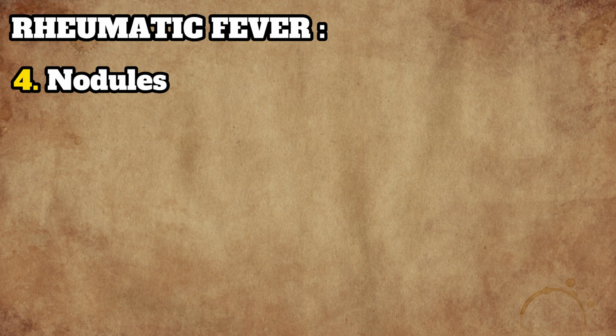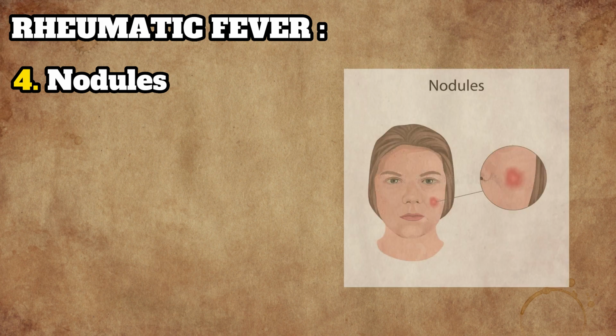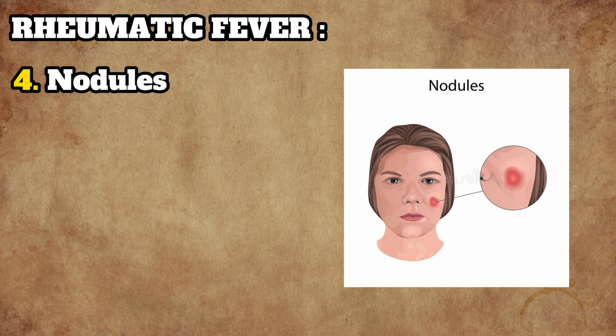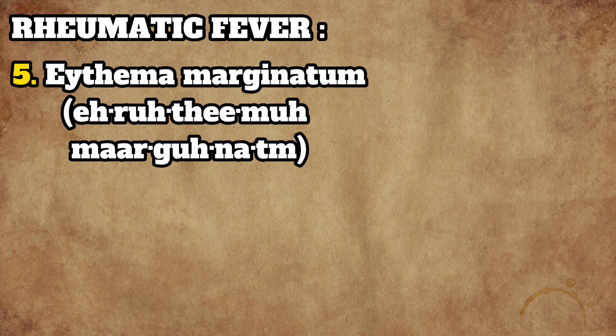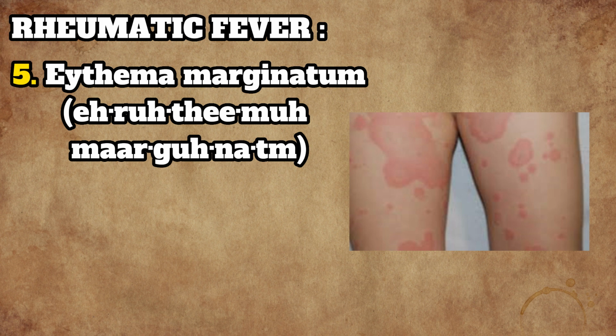Number 4, nodules. Subcutaneous nodules, which are collections of collagen that are most commonly found on the extensor surfaces of the hands, wrists, elbows, and knees, are another possible finding. Number 5, erythema marginatum. A non-itchy rash known as erythema marginatum may also appear. This appears with a red margin and a distinct center.